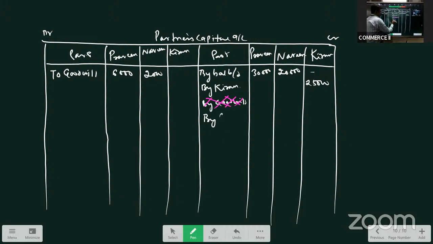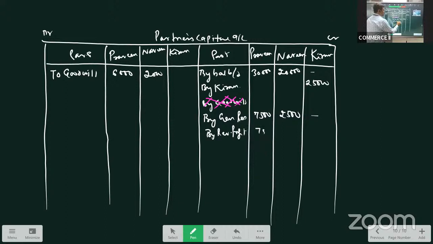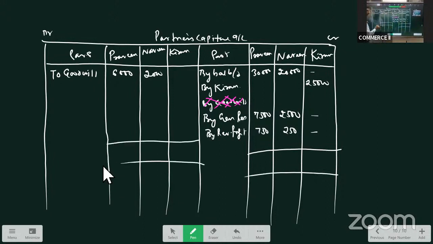Then, do we have any accumulated profit or general reserve? Yes, 10,000 is there. Distribute it in the ratio 3 is to 1. So he'll get 7,500 and he'll get 2,500. Then revaluation profit. We got a profit of 1,000. 750 was given to him, 250 to him. Close that. Balance the accounts. Right?